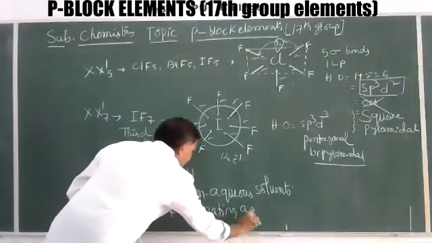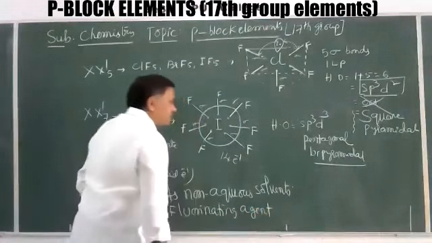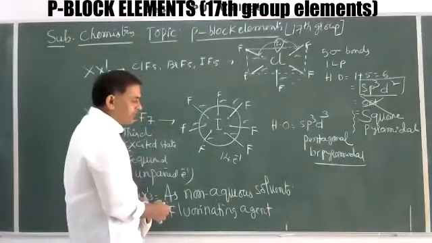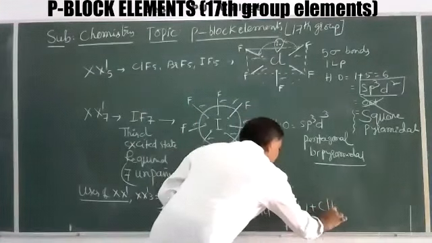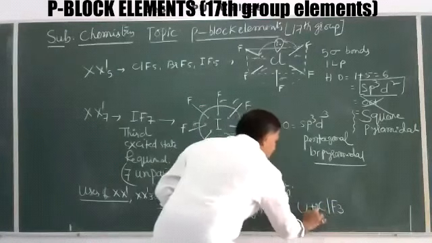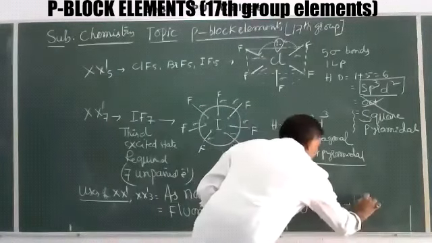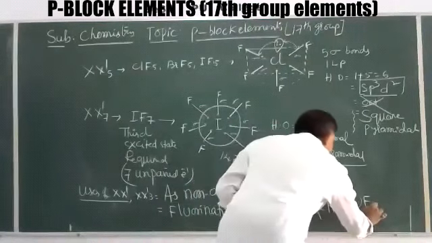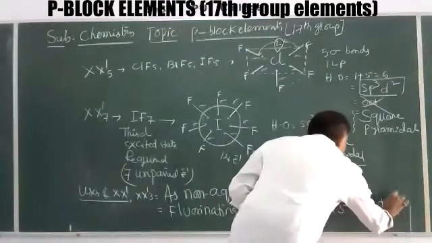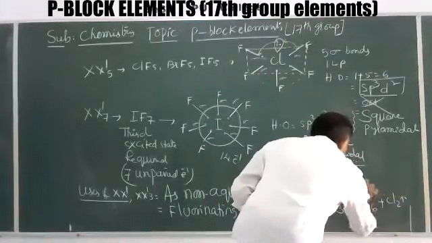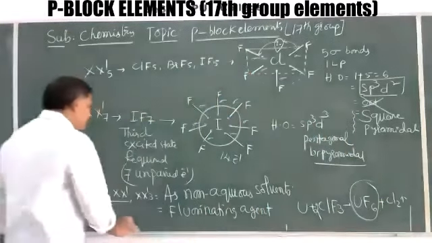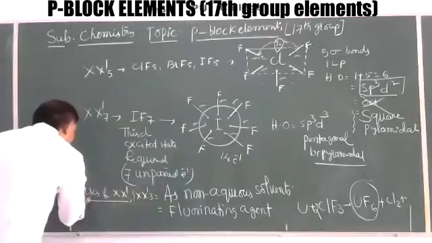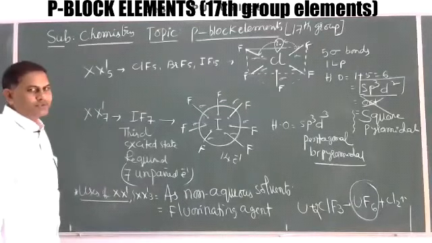Fluorinating agents. So to enrich uranium from plants, uranium is reacted with 2 moles of ClF3, which gives UF6, uranium hexafluoride, plus Cl2 gas is liberated. These are some important uses of interhalogen compounds.